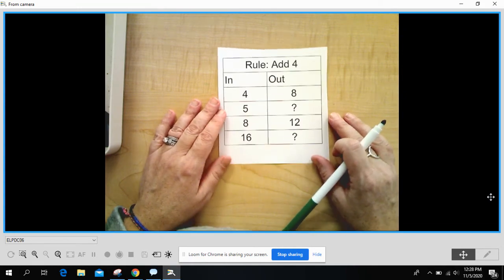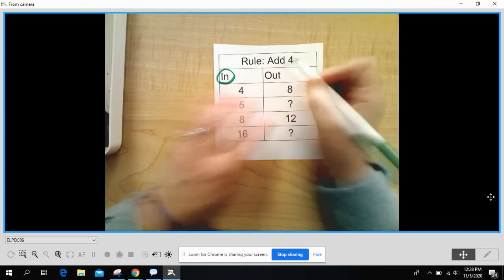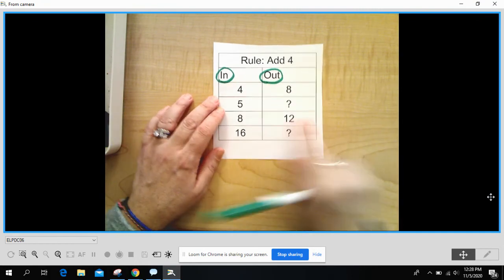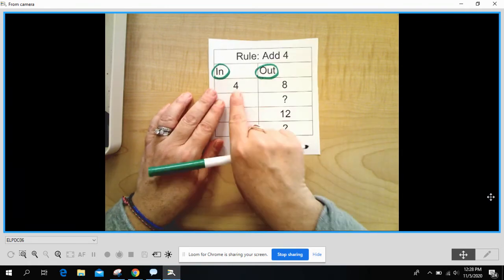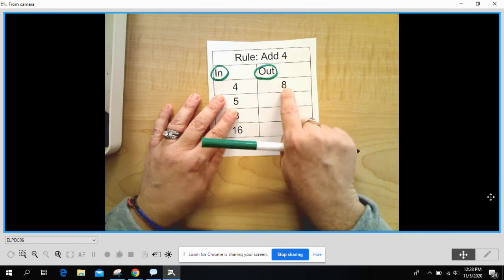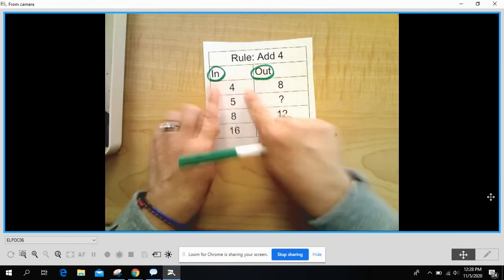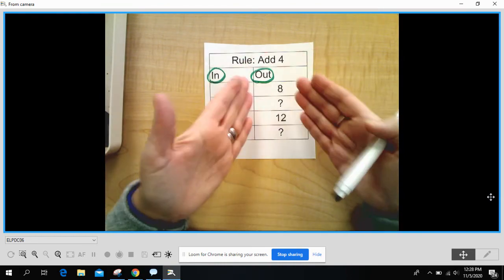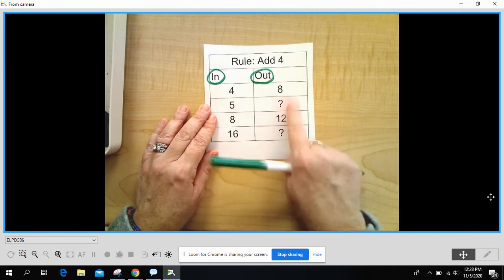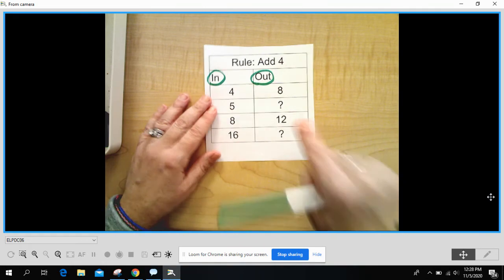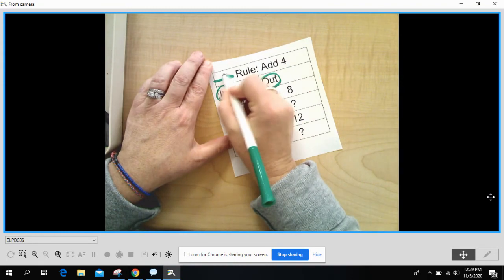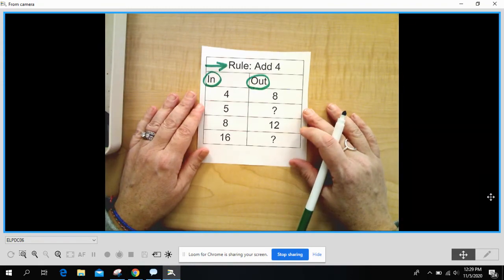This is what is called a function table, or an in and out box. This is where we see patterns in numbers. Now, I want to show you something. The connection between the numbers goes from the in box to the out box, not going down the in portion and then out and then going down the out portion, but across from in, out, in, out, in, out, in, out. So for function tables or in and out boxes, you have a rule. Sometimes you're given the rule and sometimes you have to figure out the rule.